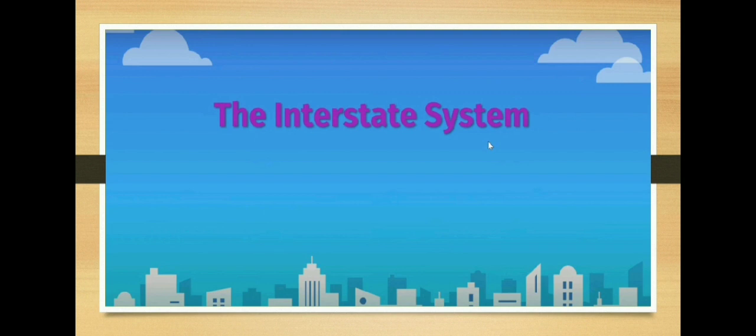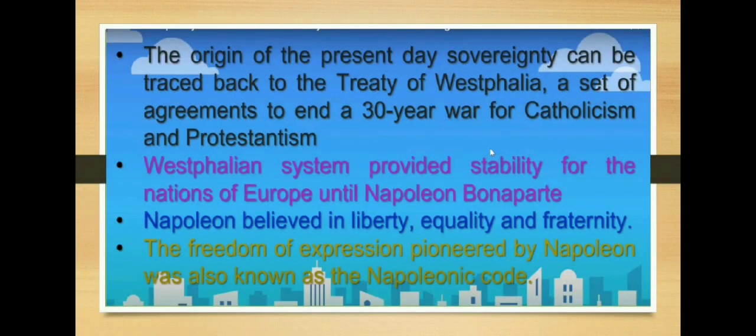Next topic is the interstate system. The origin of the present-day sovereignty can be traced back to the Treaty of Westphalia, a set of agreements to end a 30-year war for Catholicism and Protestantism.